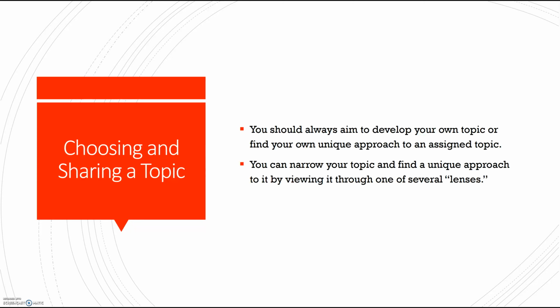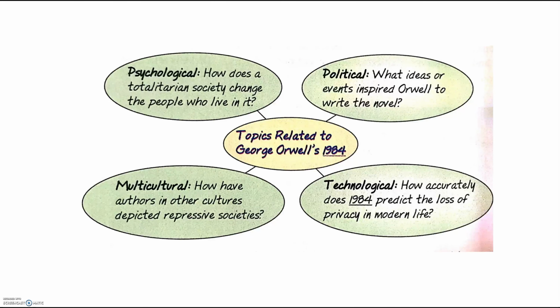You can narrow your topic and find a unique approach to it by viewing it through one of several lenses. Now, what's a lens? Well, there are different types of lenses that we typically go to for literature, but you can definitely apply them to other situations. For example, psychological, if you look at the upper left oval here: how does a totalitarian society change the people who live in it? If we're talking about George Orwell's 1984, a psychological perspective will focus on just that, the psychology behind it, right? How does it affect people's minds?